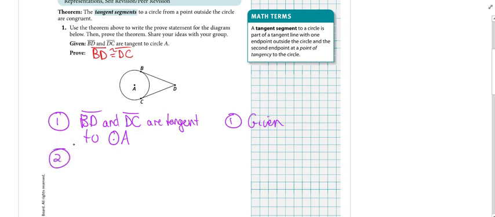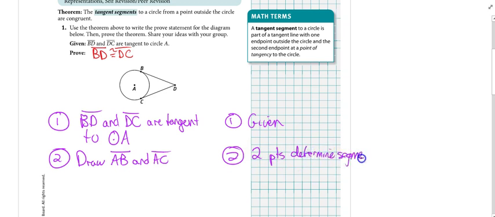Then what we want to do is we need to draw some other segments. We don't have anything else here. So draw AB. And we can just draw any lines we want. That's always a thing that we could do. What I'm going to put for a reason is that two points determine a line. It may be different in the rest of the book, but that's what we'll do.